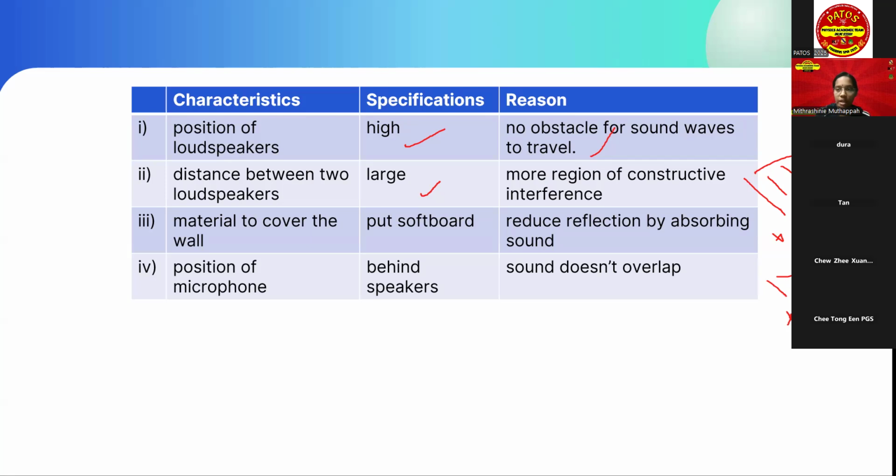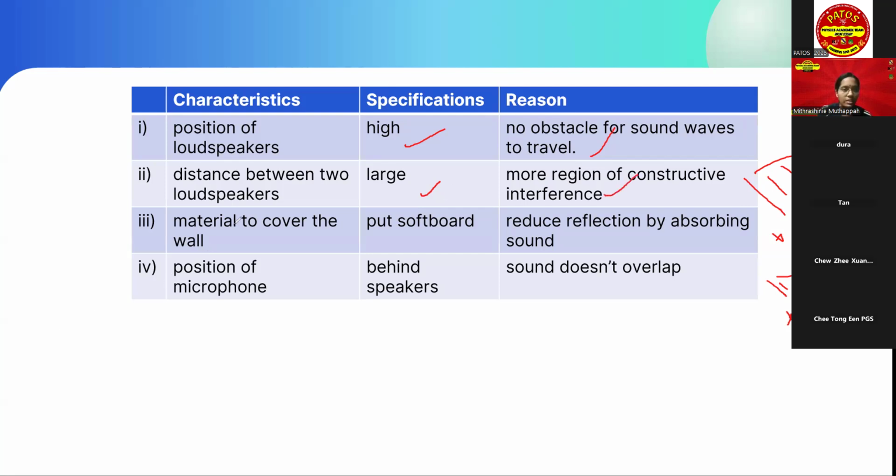But in a smaller area, we only have a few constructive interference occurring. You can see here there are 6 constructive, and here there are only 4. So when there is more constructive interference occurring, the sound produced will be clearer, louder, and better. Okay, so we have our second reason.